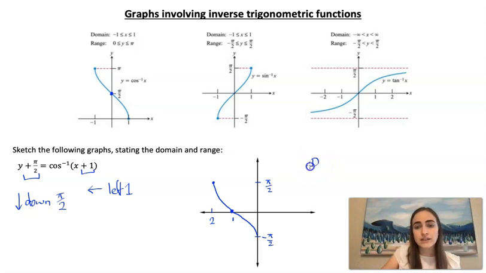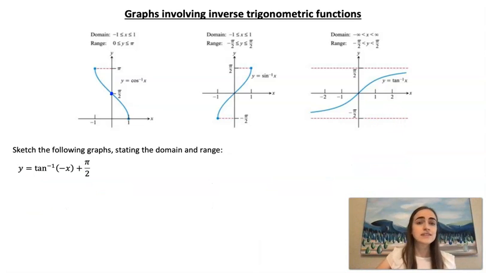So we're also asked to state the new domain and range. So our domain now, instead of being between minus 1 and 1, is now between negative 2 and 0. And our range, instead of being between 0 and pi, is now between minus pi on 2 and pi on 2.